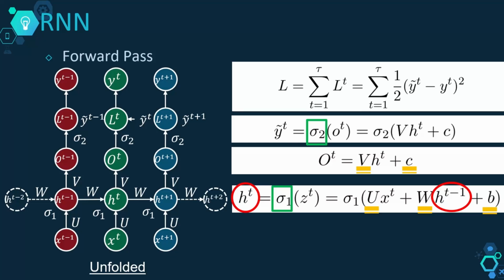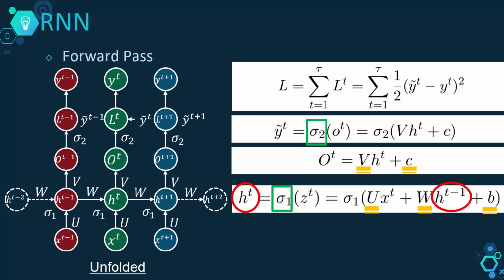Next, for HT, we do the very same thing as in the previous step, but now the weight is V, and there's a threshold C, right? We get OT. Now OT needs to go through the second activation function to give us the tilde YT, which is the predicted label. Then the predicted label is compared with the true label, and at the current time we get the loss function.